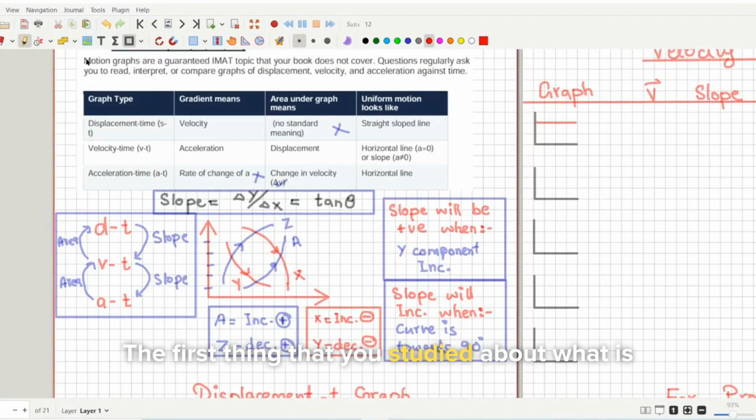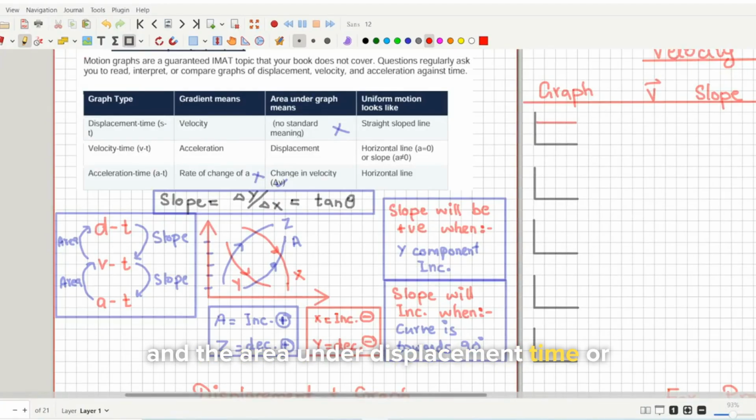The first thing that you studied was what is slope. Slope is change in y component divided by change in x component, and it is also equal to tan of theta. So the slope of distance-time, displacement-time is velocity, for velocity-time is acceleration, the area under acceleration-time is velocity, and the area under displacement-time or velocity-time is displacement. So these were the shortcuts that we discussed about area and slope. The next thing we studied was when the slope is positive and when the slope is increasing.